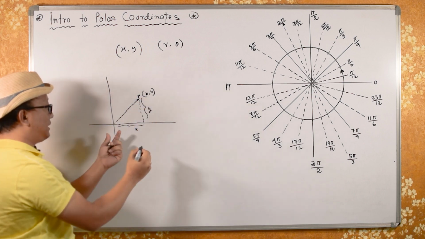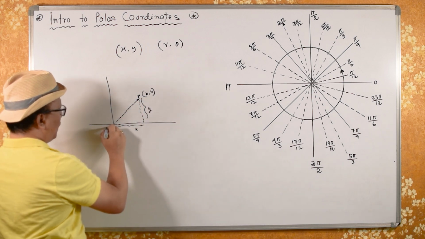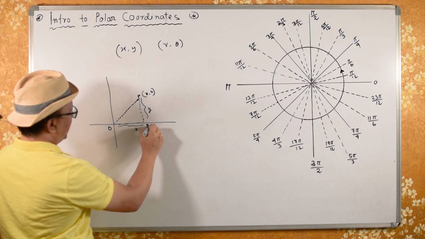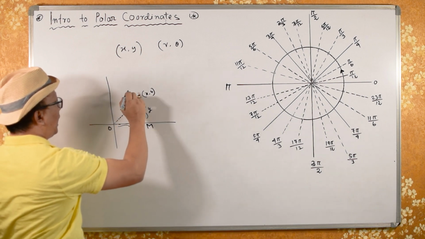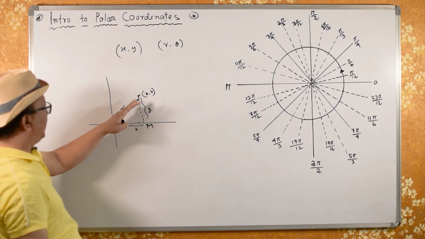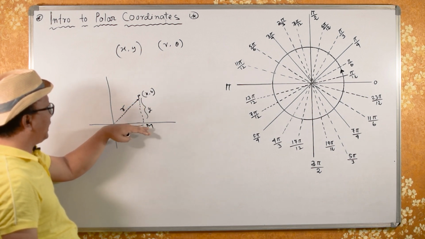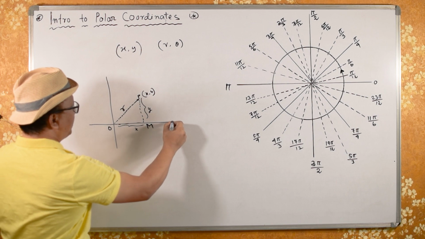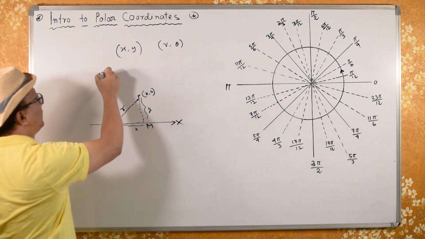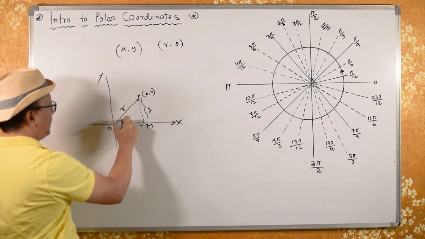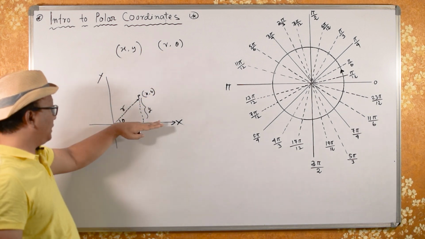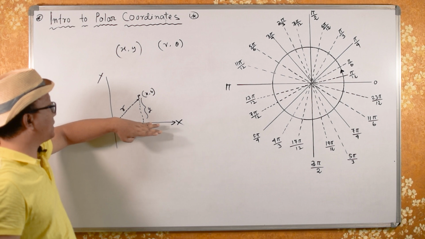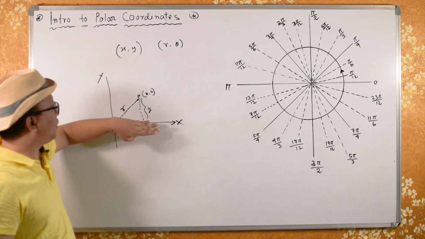Let's say this is O, and the foot of the perpendicular is M. Now the distance of OP, let's call it r. If OP makes an angle theta, positive to the positive x-axis, this x-axis, this y-axis, then that is theta, where theta is the angle made with the initial line. Sometimes it's called the initial line.